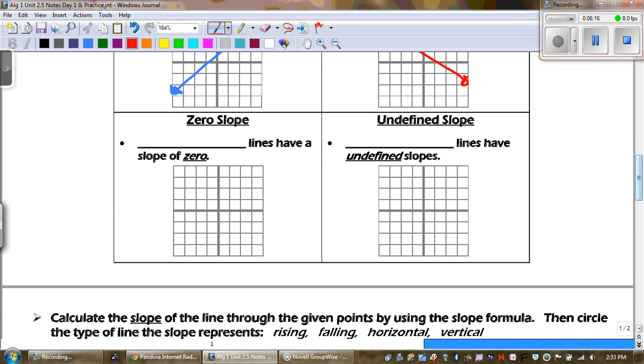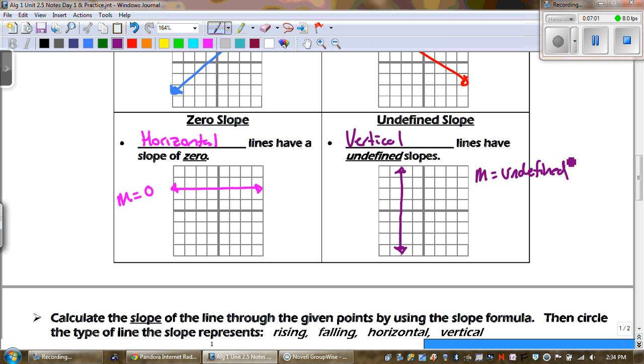Our other two: we have horizontal. If we have a 0 slope, that makes a horizontal line. We talked about in class that it's lying flat, like a lazy bum. The slope is 0. And our last one is vertical. If it's up and down, the slope is undefined. So you would write slope is undefined.